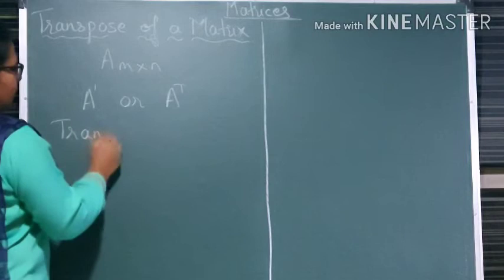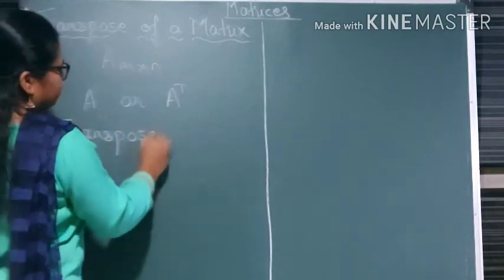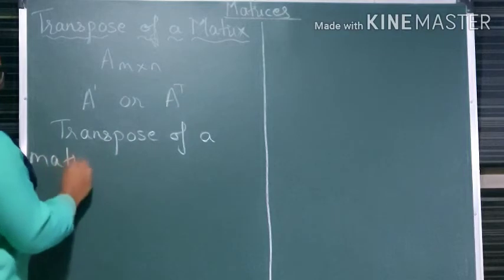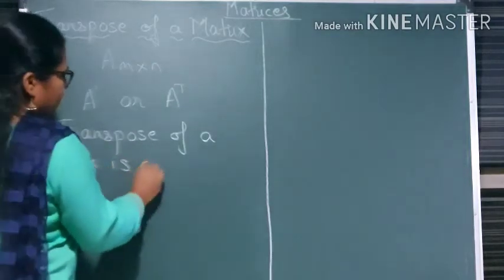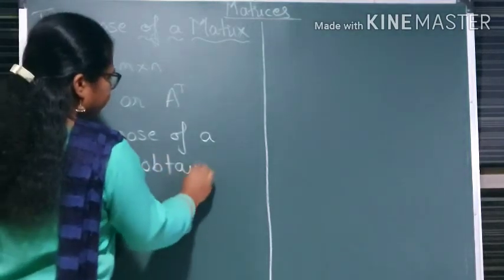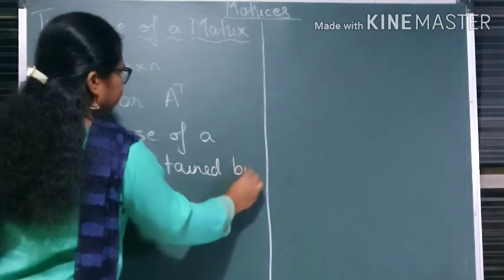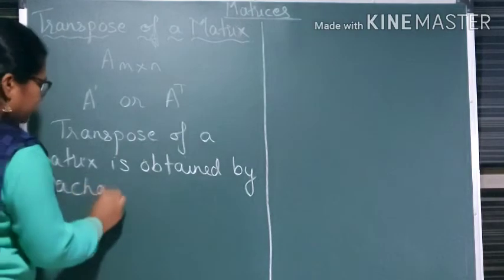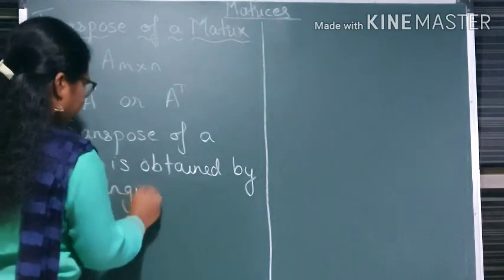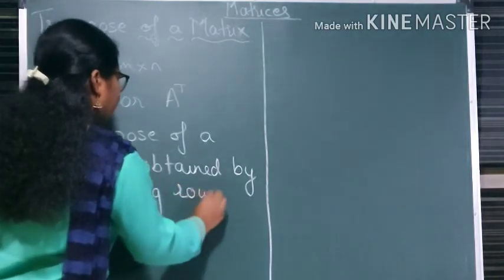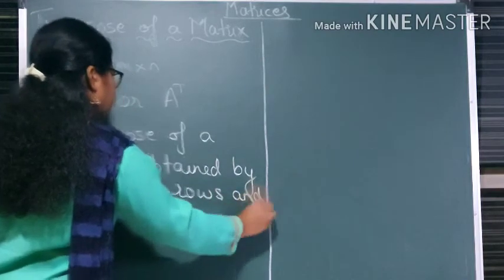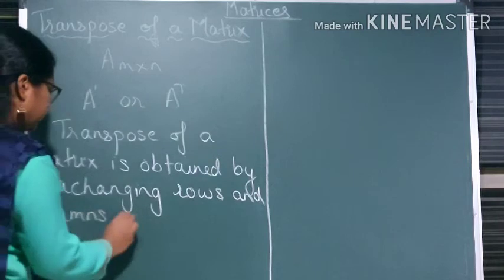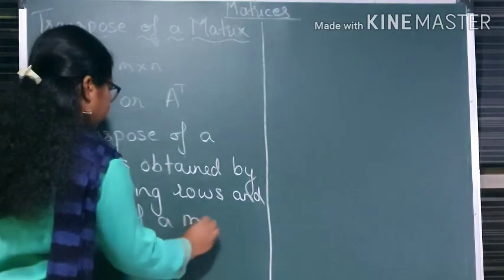So, transpose of a matrix is obtained by interchanging rows and columns of a matrix.